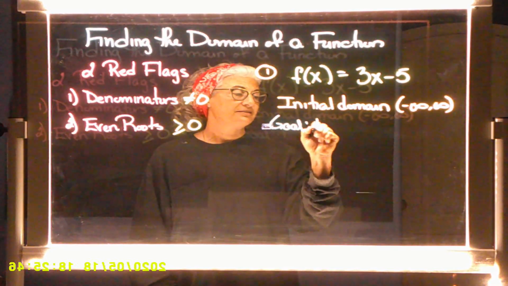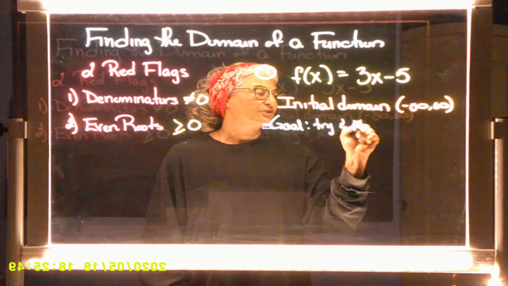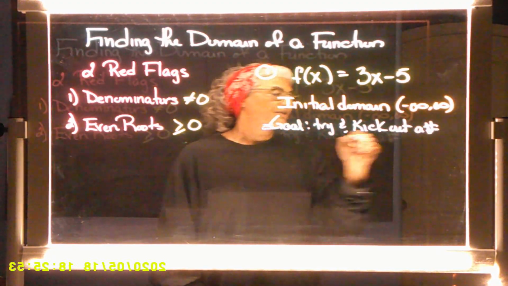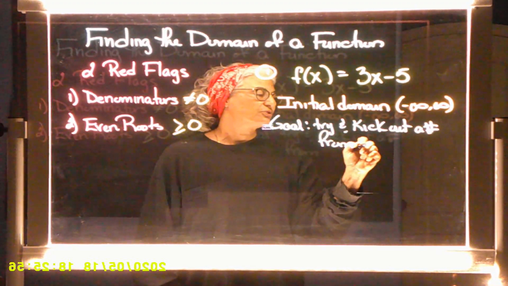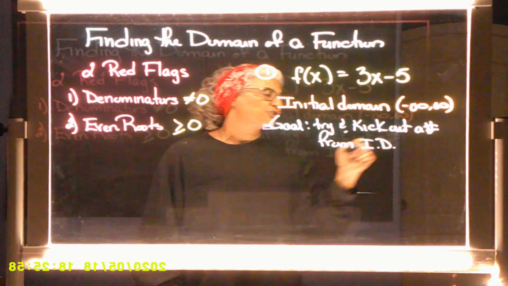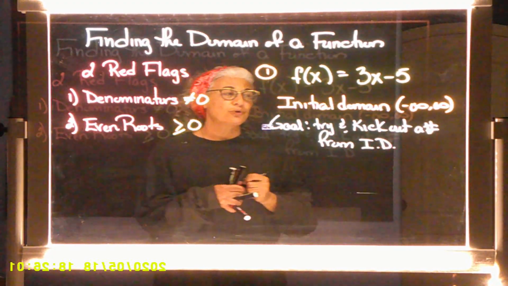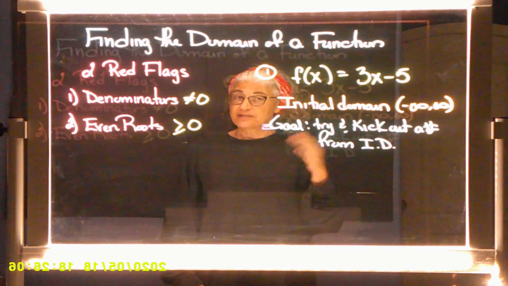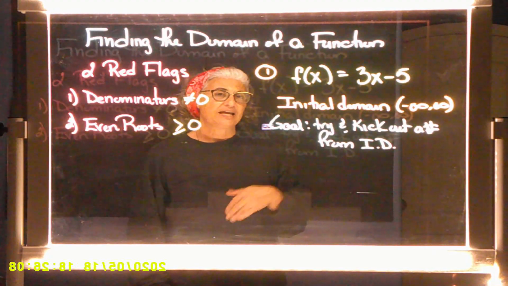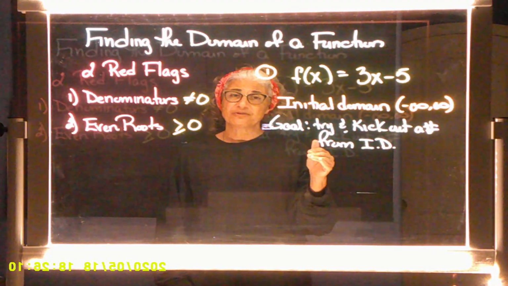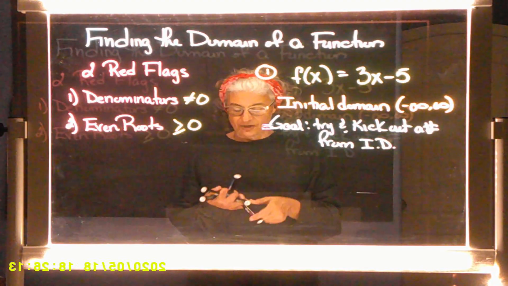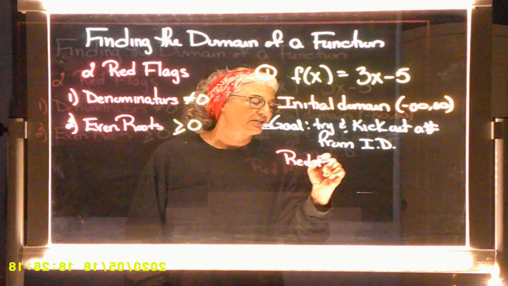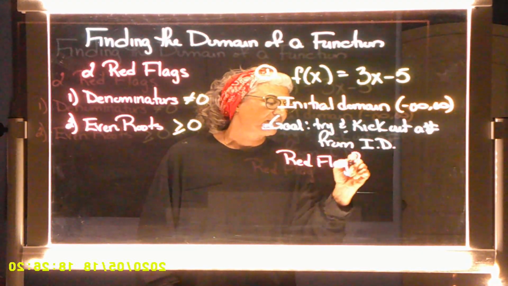Your goal is to try and kick out a number from that initial domain, which I'm just going to shorten to ID. Your goal is to try to kick out a number from the initial domain. Sometimes you can and sometimes you cannot. And how are you going to kick out a number if there's a number to kick out? You are going to look at red flags. You are going to ask yourself, do I have a red flag?